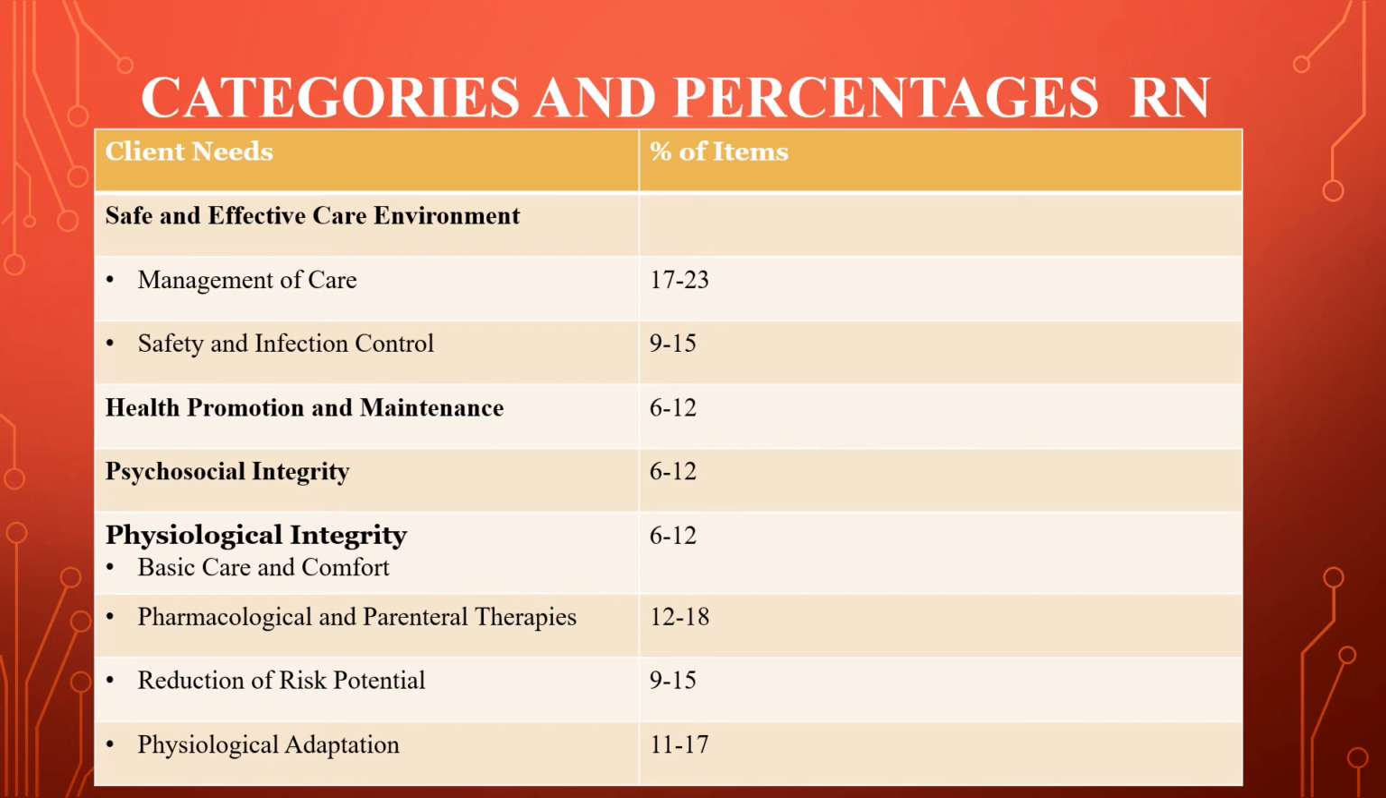So this is a grid that shows the percentage of items for each client needs category that you'll see on the NCLEX. As you can see, management of care, pharmacological and parenteral therapies, and physiological adaptation comprise the higher percentages of items covered. Therefore, we should be seeing more of these items on our assessments. Of course, seeing the percentage of items on each of the tests we develop is certainly preferable.